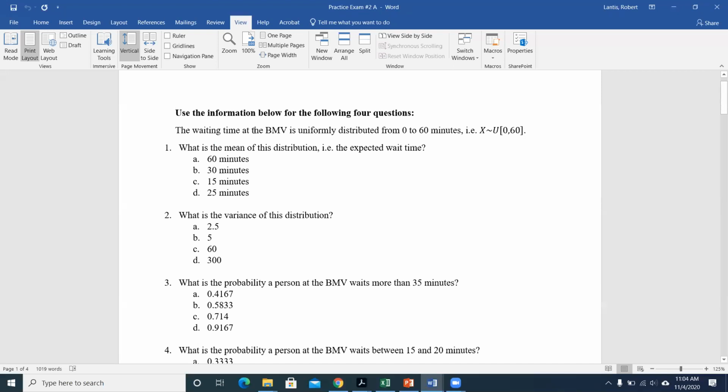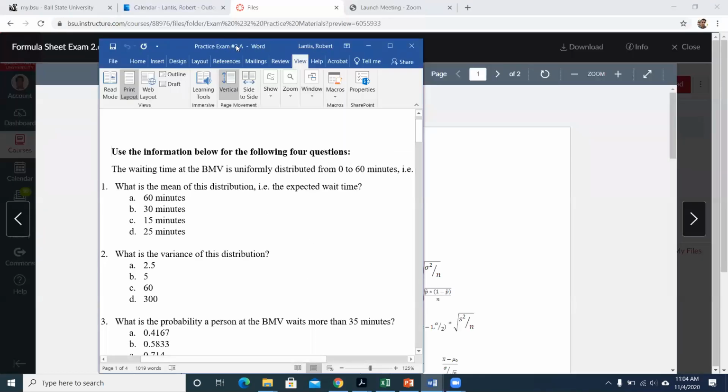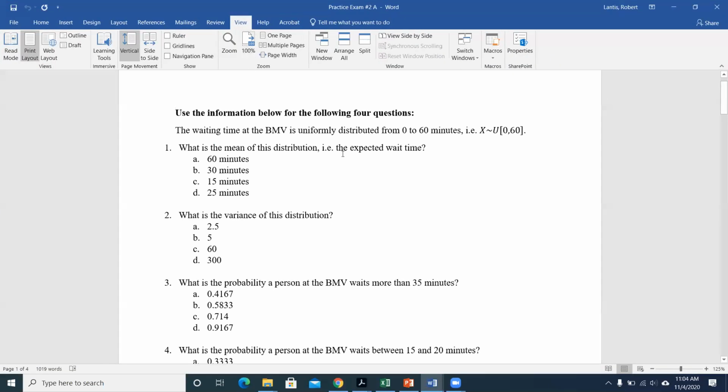So let's say we have an example where we're told the waiting line at the BMV is uniformly distributed. We're working off of practice exam A here, from 0 to 60 minutes. So you've got this random variable X that is uniformly distributed with a minimum of 0 and a maximum of 60. So what's the mean and the variance of this distribution?